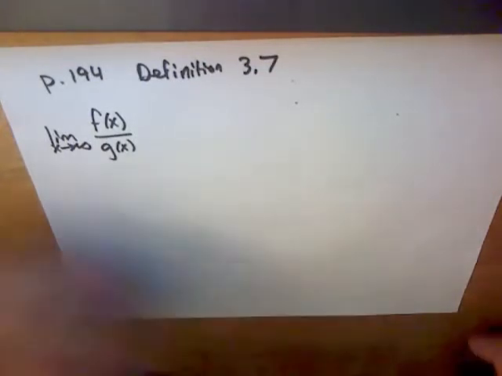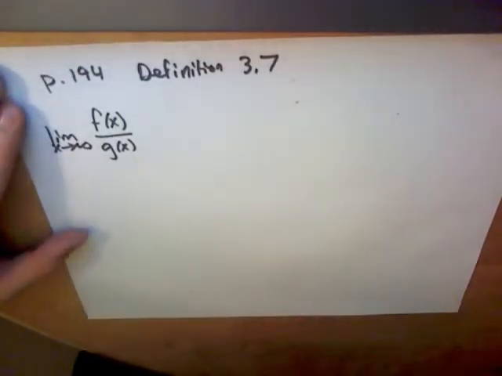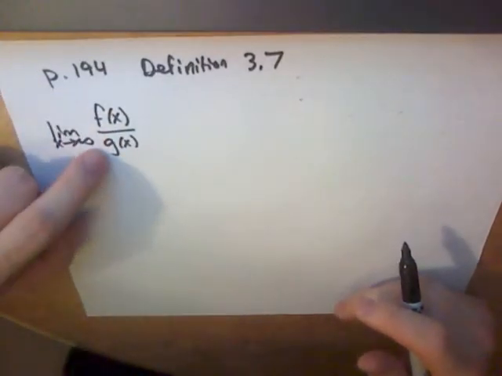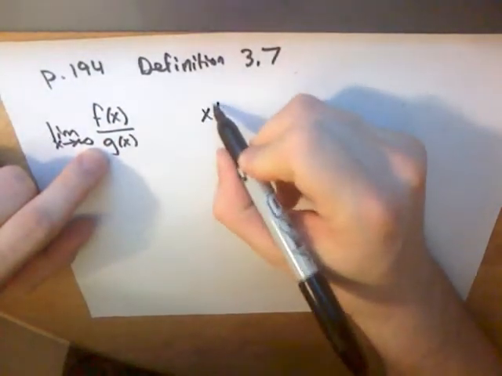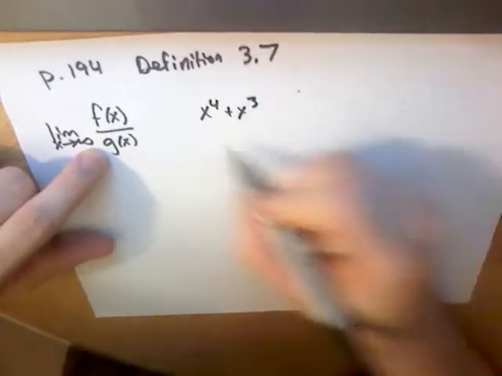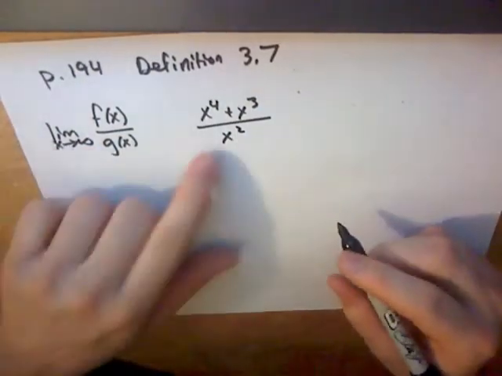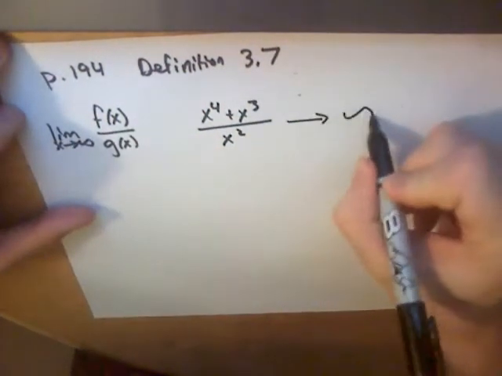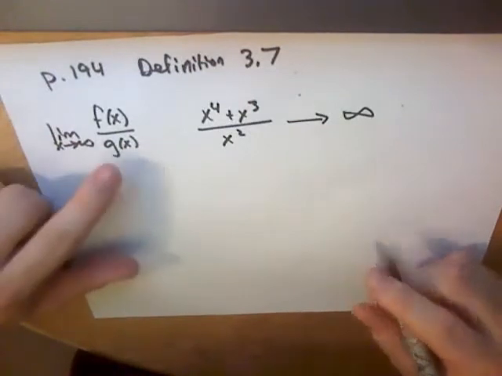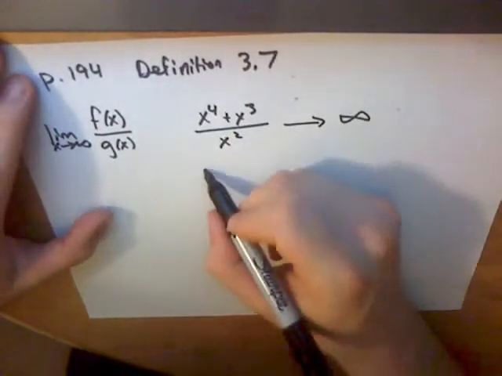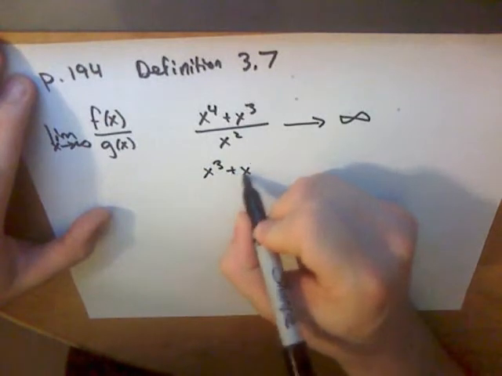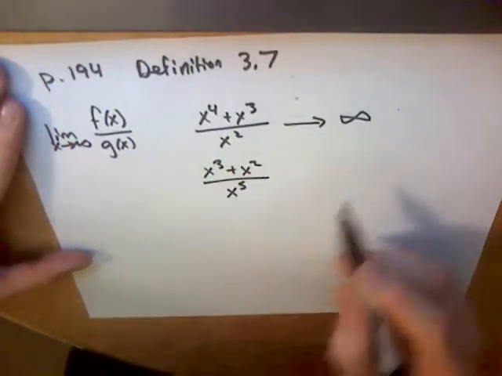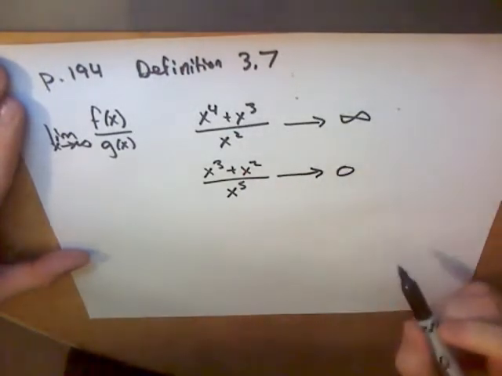For polynomials, it's what has the bigger exponent. If f of x has a bigger exponent than g of x, so say it's x^4 plus x^3 over x^2, the limit as x goes to infinity, the top is bigger, so this one will go to infinity. But say g of x is faster. If we have x^3 plus x^2 over x^5, x^5 goes way faster because it has a bigger exponent, so this will go to 0.